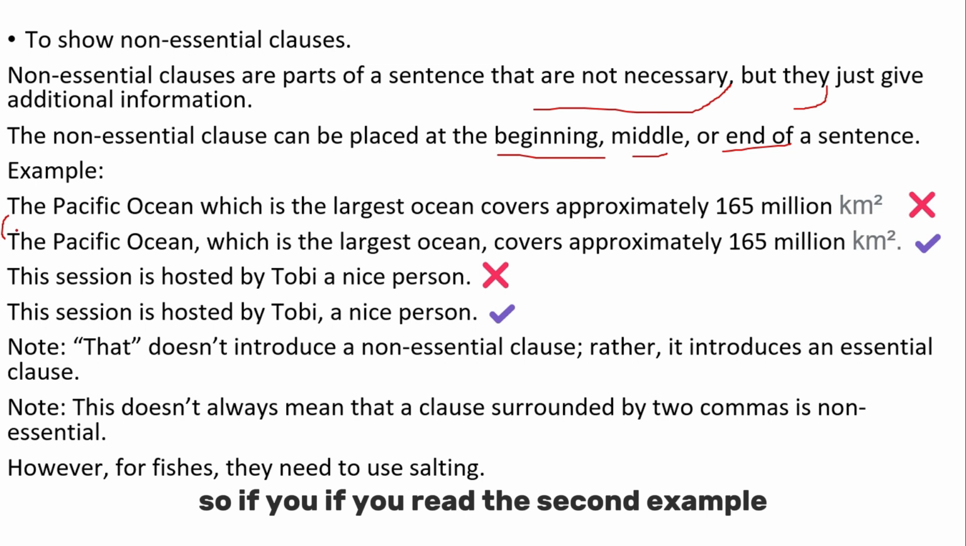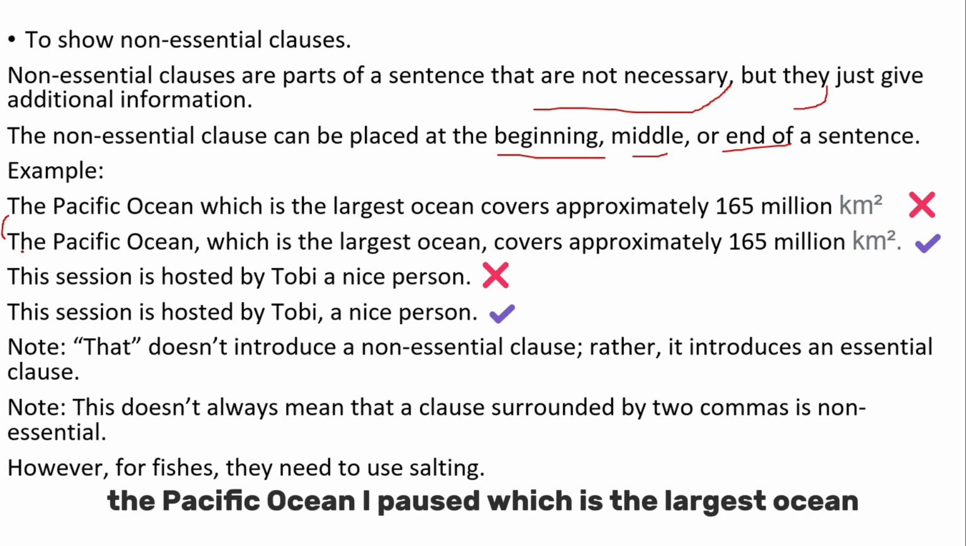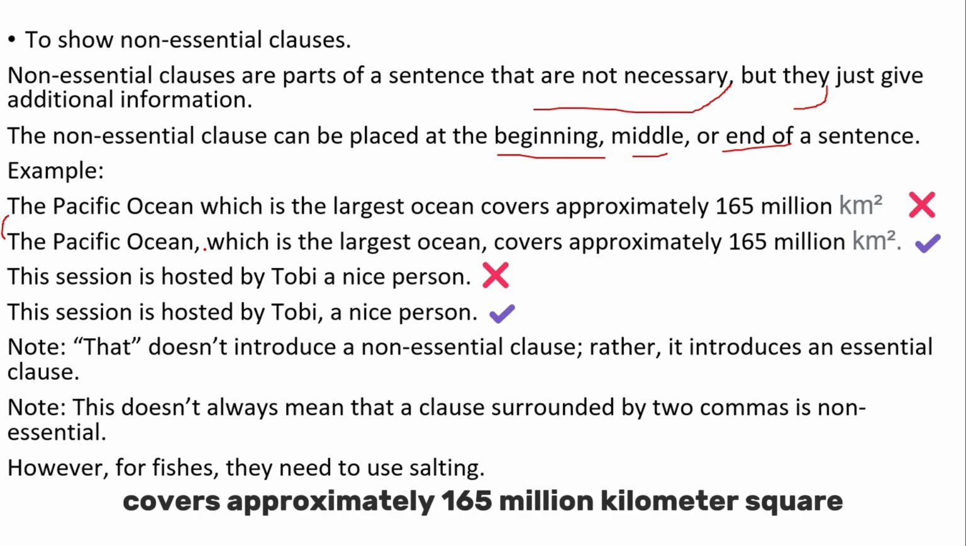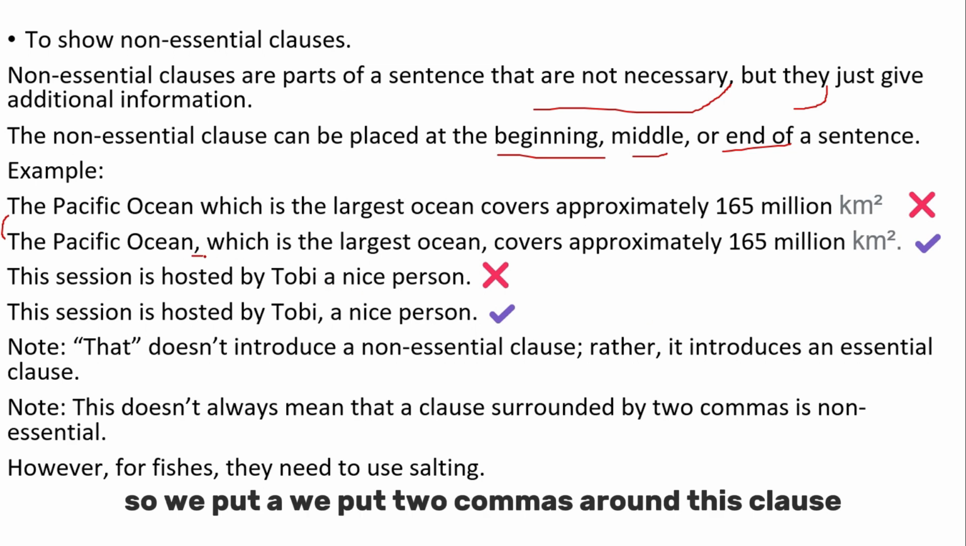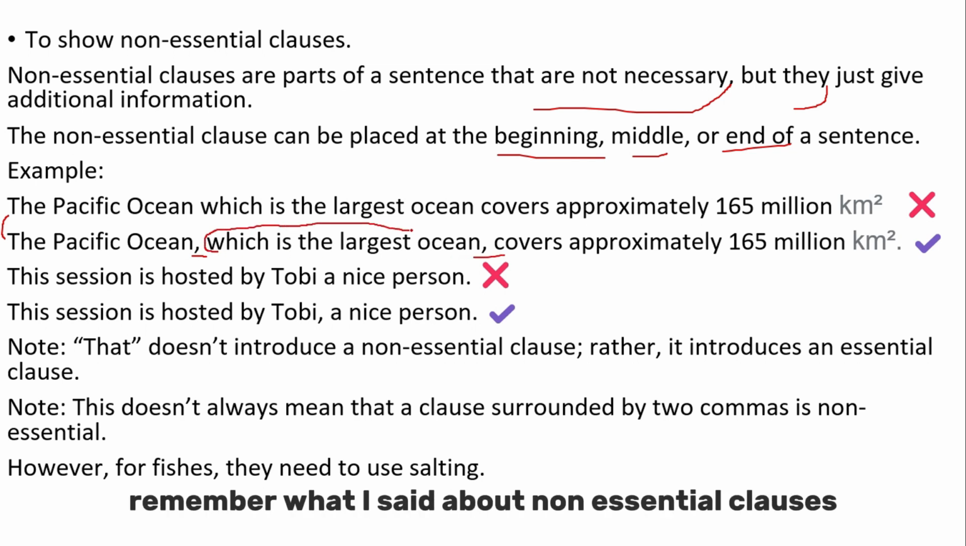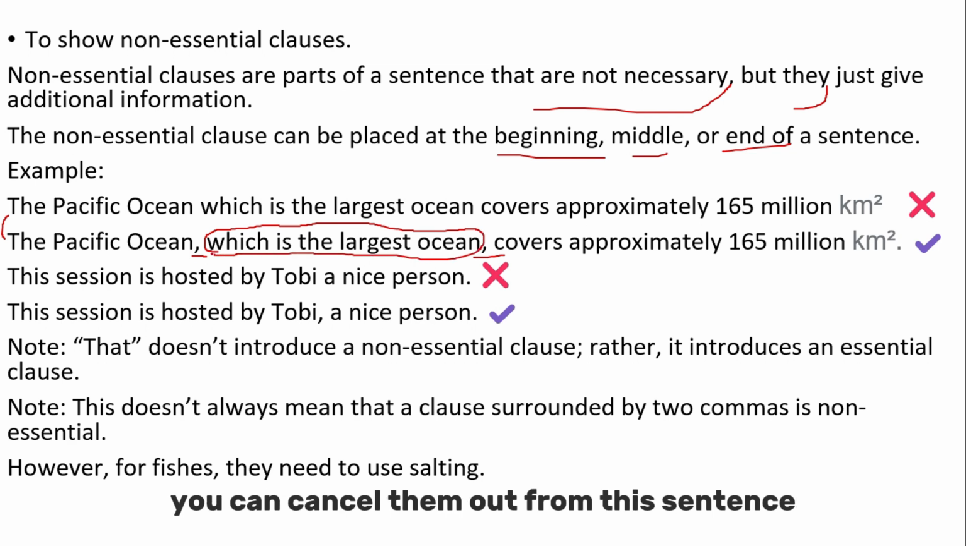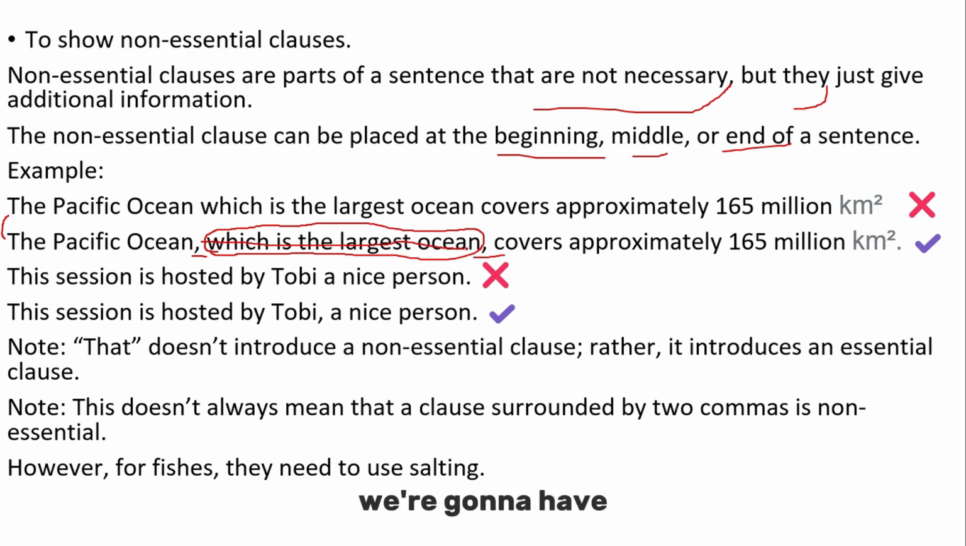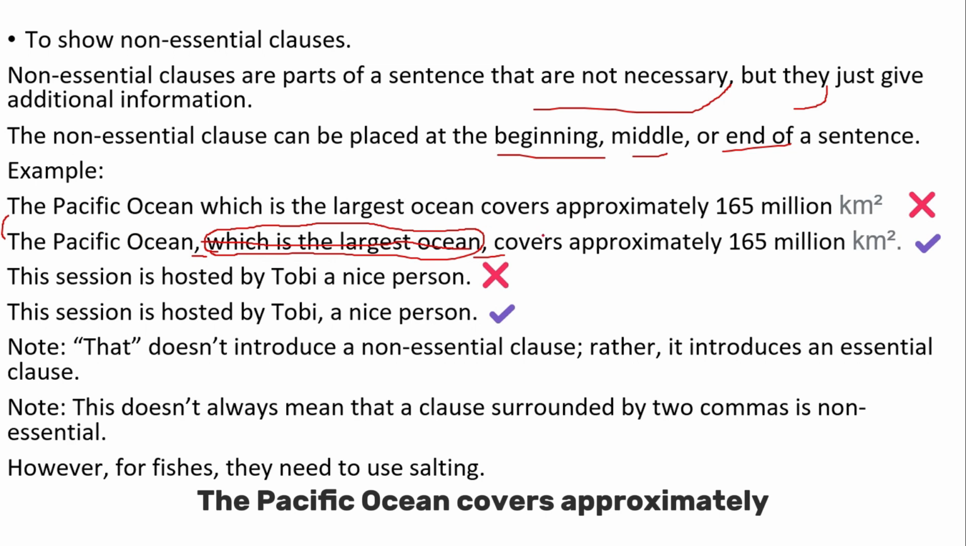So if you read the second example, the Pacific Ocean, I paused, which is the largest ocean, another pause, covers approximately 165 million square kilometers. So we put two commas around this clause because we consider it to be non-essential. Remember what I said about non-essential clauses? You can cancel them out from the sentence. The sentence would still make complete sense. So canceling this out from the sentence, we're going to have: the Pacific Ocean covers approximately 165 million square kilometers.